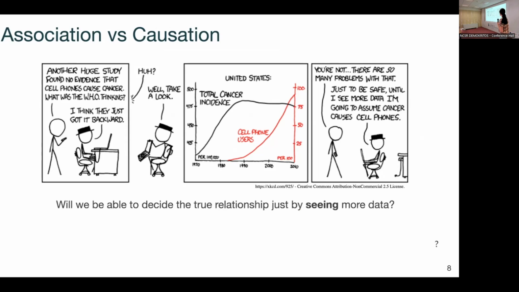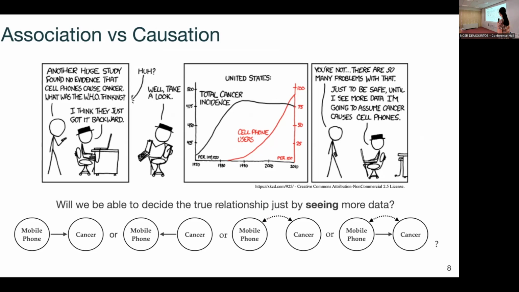You don't really know. But there is another thing here: the guy says, just to be safe, until I see more data, I'm going to assume cancer causes cell phones. And what do you think? After waiting for more data, maybe more years just for these two variables, will we be able to see if this relationship is causal or not? No, right? We just discussed this. Unless we have a different approach. If we try to discover the causal direction, or even if it's a spurious association, just by collecting data you won't be able to do this.